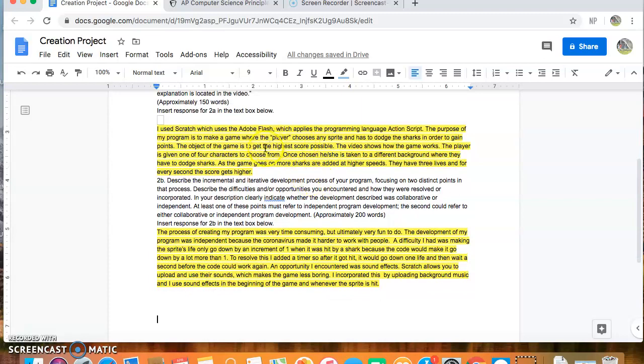The player is given one of four characters to choose from. Once chosen, he/she is taken to a different background where they have to dodge the sharks. As the game goes on, more sharks are added at higher speeds. They have 3 lives, and for every second, the score gets higher.